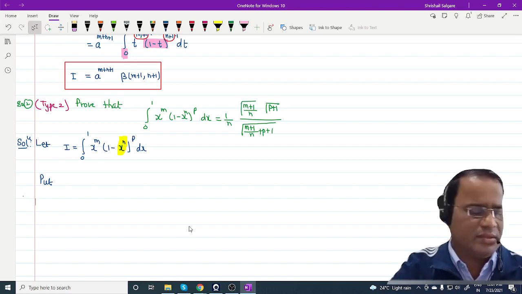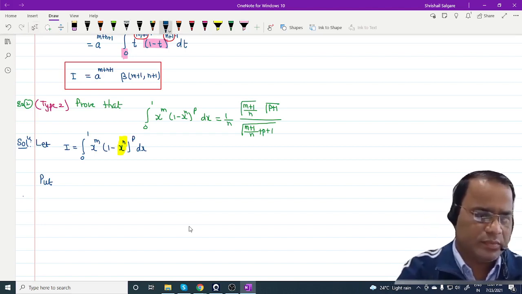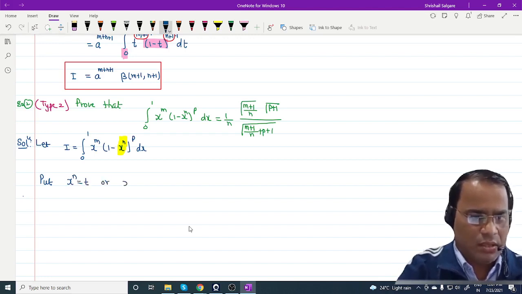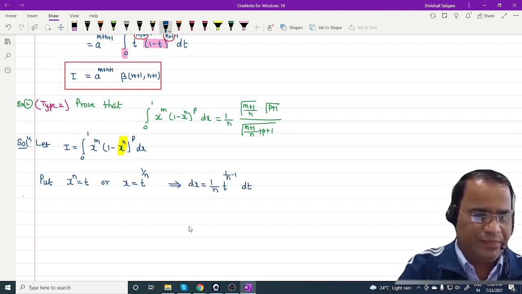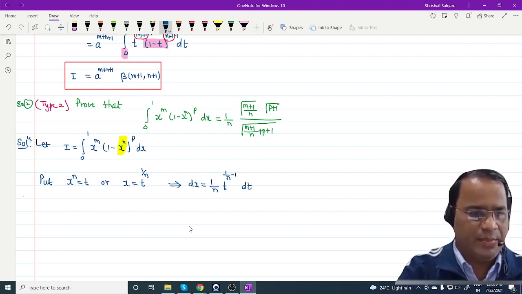Directly put x raised to n is equal to t, or x is equal to t raised to 1 by n, taking the nth root on both sides. So this implies, by differentiating, dx is given by 1 upon n into t raised to 1 upon n minus 1 into dt. Okay, now the new limits.